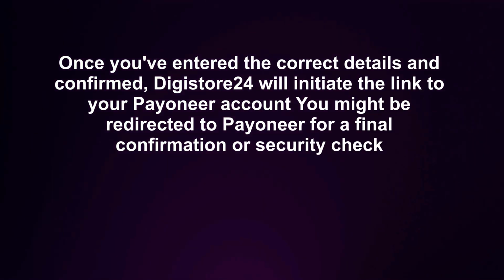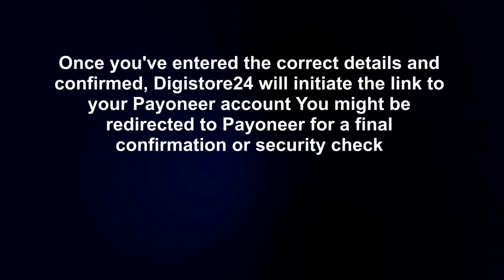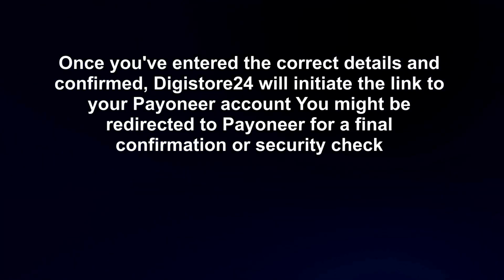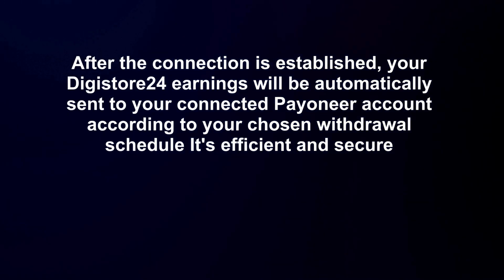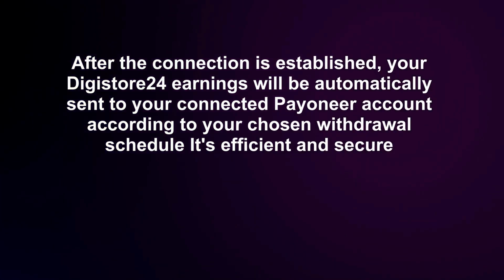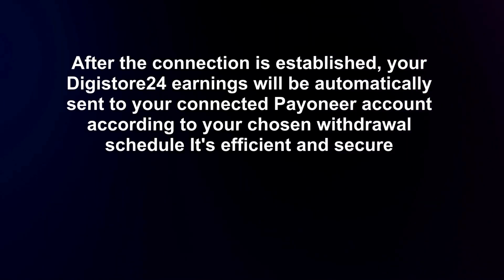Once you've entered the correct details and confirmed, Digistore24 will initiate the link to your Payoneer account. You might be redirected to Payoneer for a final confirmation or security check. After the connection is established, your Digistore24 earnings will be automatically sent to your connected Payoneer account according to your chosen withdrawal schedule. It's efficient and secure.